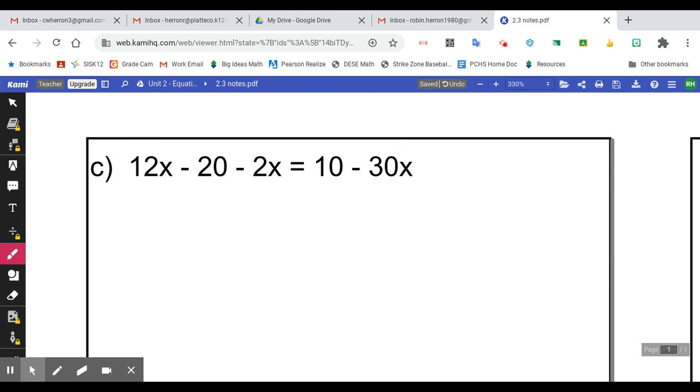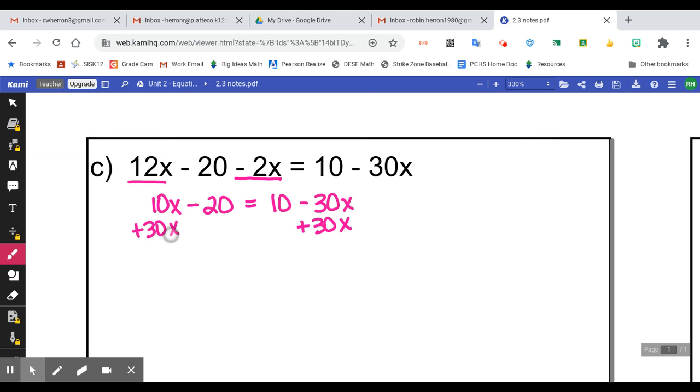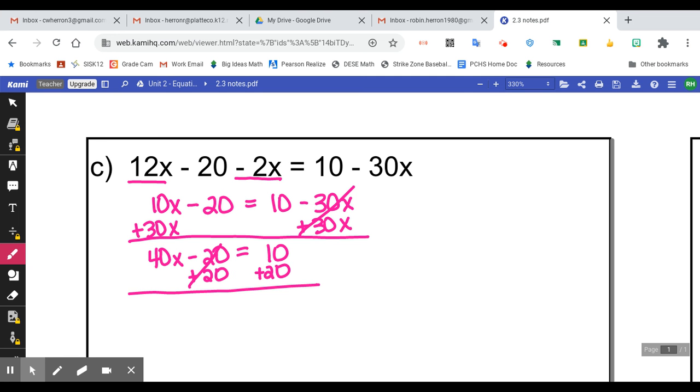Going down here, same thing. So on the left, 12 minus 2 would give me 10x minus 20 equals 10 minus 30x. Again, I'm going to move my variables to the left, so add 30x to both sides. I have 40x minus 20 equals 10. Add 20. And I have 40x equals 30.